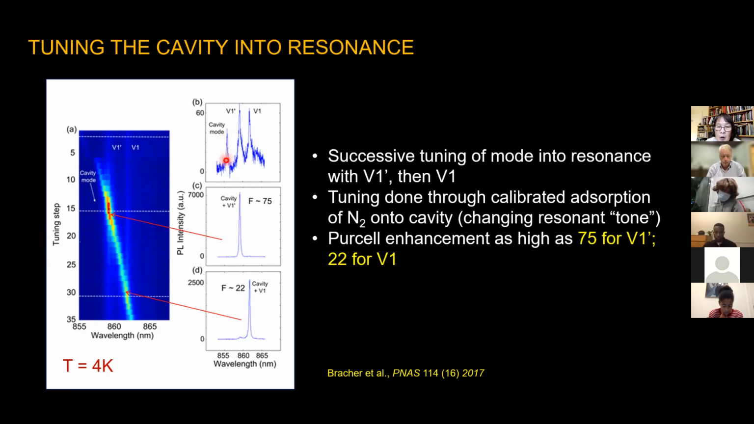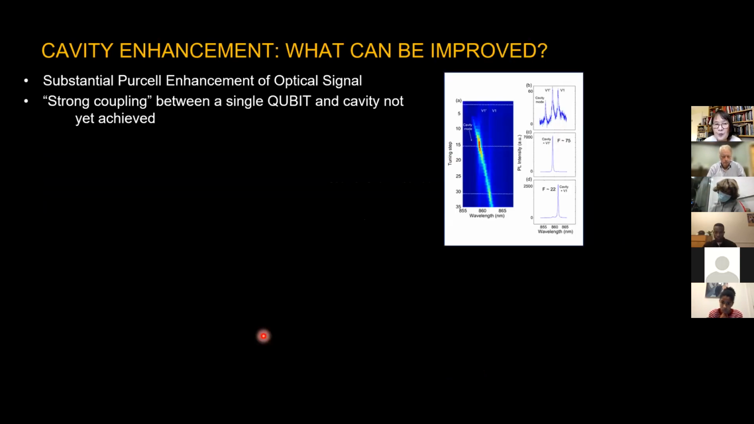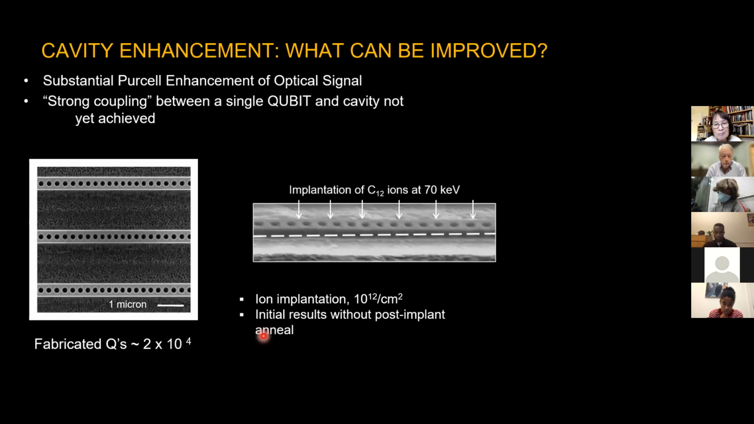Here's the cavity mode. It first redshifts so that it becomes resonant with V1 prime, and it enhances the signal by a factor of 75. Then it moves on, becomes resonant with V1, and it enhances the resonance by a factor of 22.